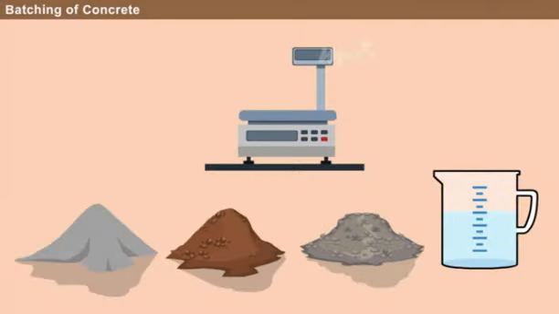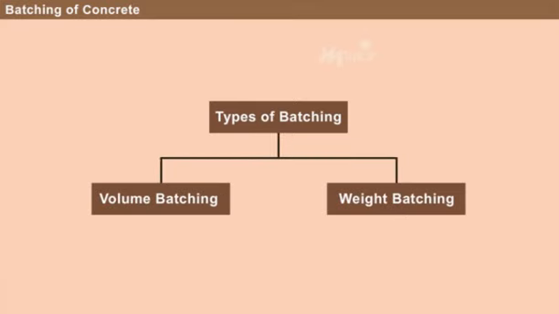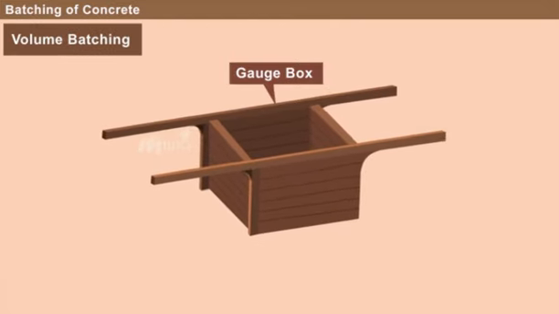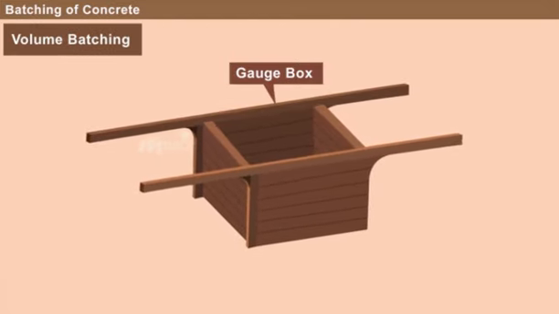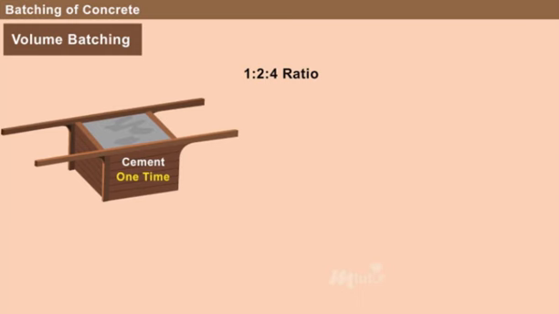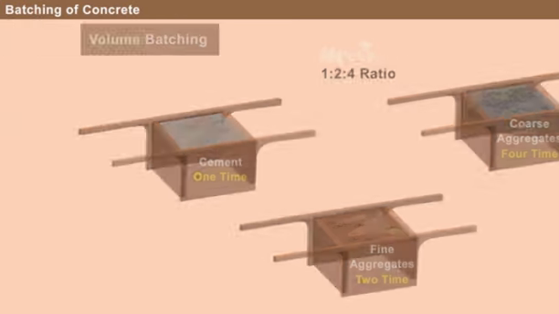Batching of concrete. Batching is the process of measuring the desired quantity of various concrete materials. Batching is performed by two methods. They are volume batching and weight batching. In volume batching, an open box called gauge box is used to measure the quantity of various materials. For a 1:2:4 ratio, the cement is measured by filling the gauge box one time. For fine and coarse aggregates, the gauge is filled 2 and 4 times.